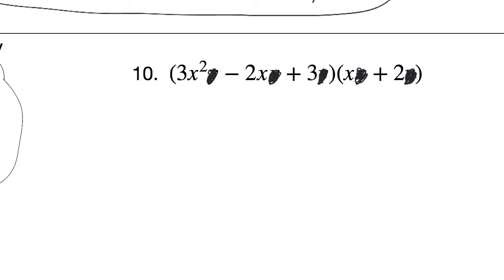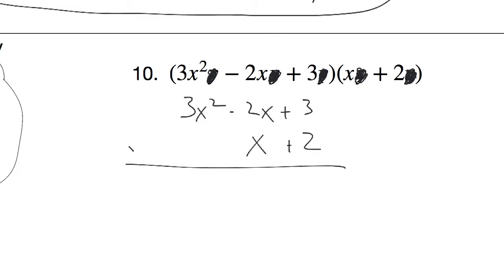Alright, I'm going to change this so that it's a little bit easier. As you can see on your sheet, it's 3x squared minus 2x plus 3 times x plus 2. Well, I'm going to write it down here: 3x squared minus 2x plus 3. Because they're all in kind of a descending order, the squareds on the left and the constants on the right, it'll allow the columns to be columns of like terms.